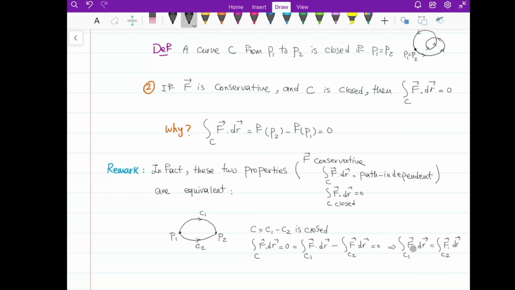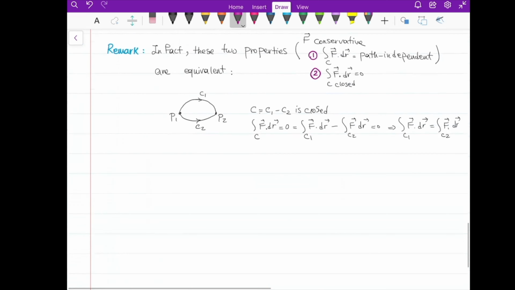As you see, this integral is path independent if the integral over the closed curve C is equal to 0, and if the integral over the closed curve C is equal to 0, it's path independent. That's why these two properties that we discussed, number 1 and number 2, are equivalent to each other.